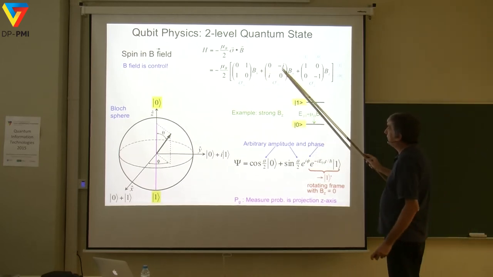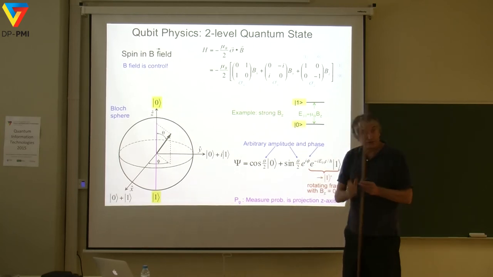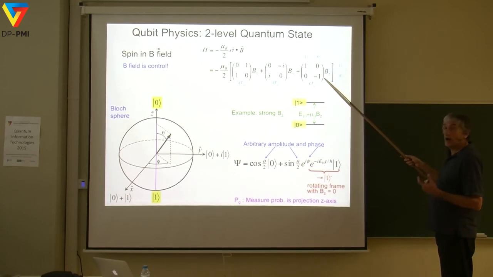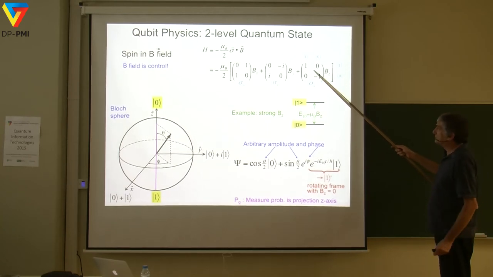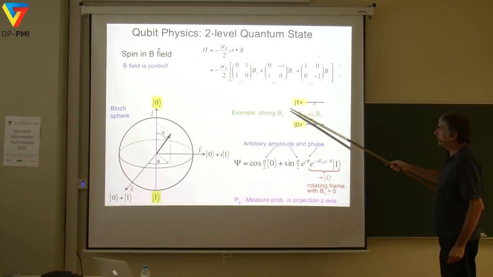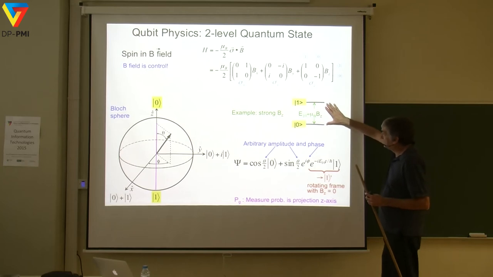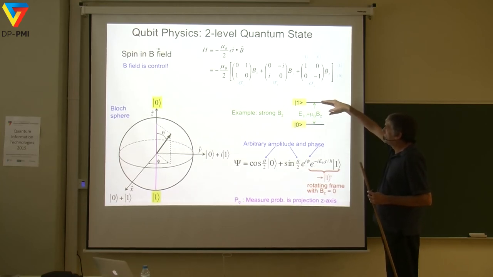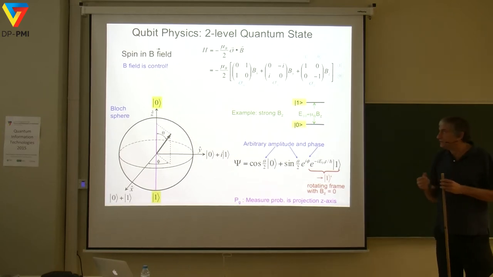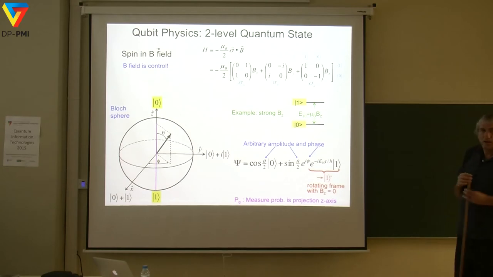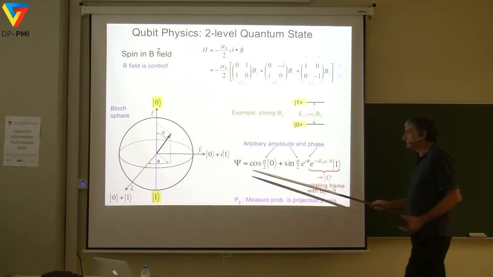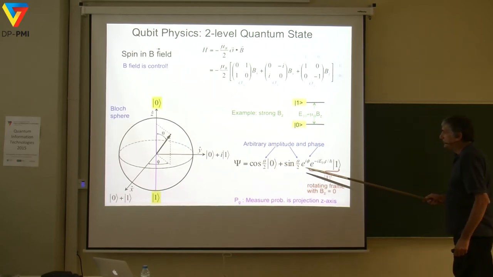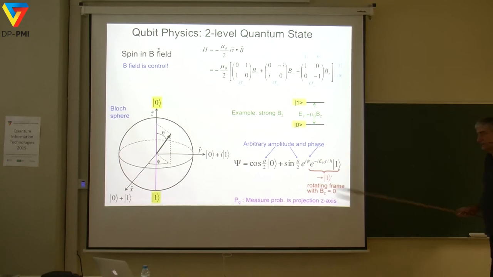If you have Bx and By equal to 0, so we only have B in the z direction, then you have this diagonal matrix times Bz, and clearly the eigenstates of the system, because it's diagonal, are just that you're either in the 0 state or the 1 state. So in a strong Bz, we say that these two energy levels are split by mu B times Bz, proportional to Bz. The lower energy is the ground state, the higher energy is the excited state. So this is two-level state physics. Now what's interesting about two-level state physics is we can write the wave function, the quantum mechanical description of this, as some amplitude times the zero state plus some amplitude and phase times the one state in general.